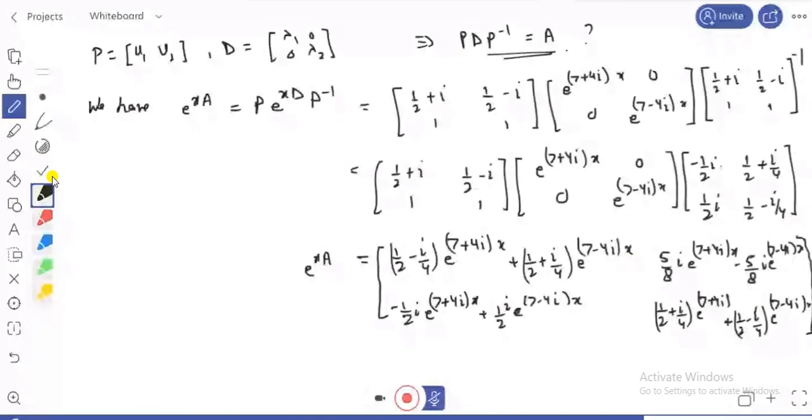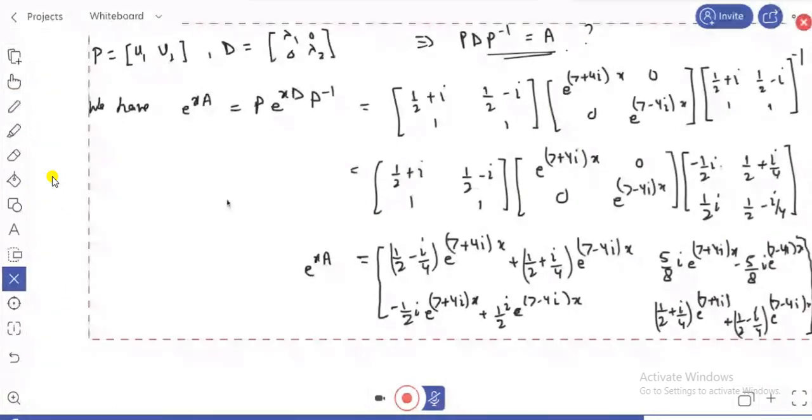Okay, so in the next page we deal with the same problem with the fundamental matrix method. Okay, and this solution remains the same.